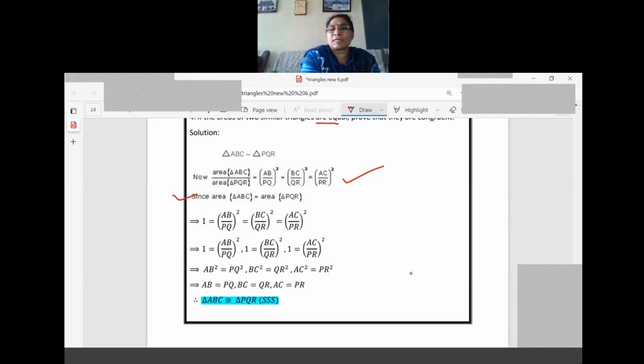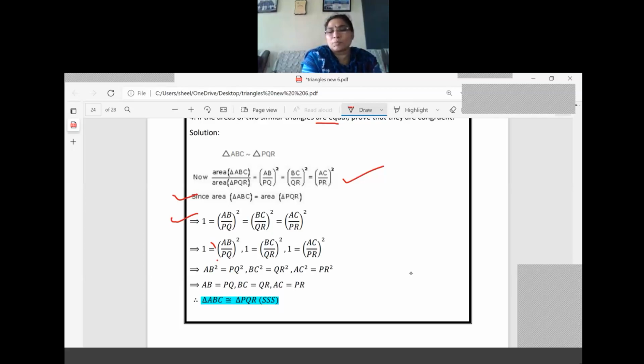That means the left side is 1 only, right? So the left side is 1, which means AB by PQ whole square is also equal to 1, BC by QR whole square equals 1, and AC by PR whole square is also equal to 1. Now each ratio we are making equal to 1. Only one ratio I am talking about.